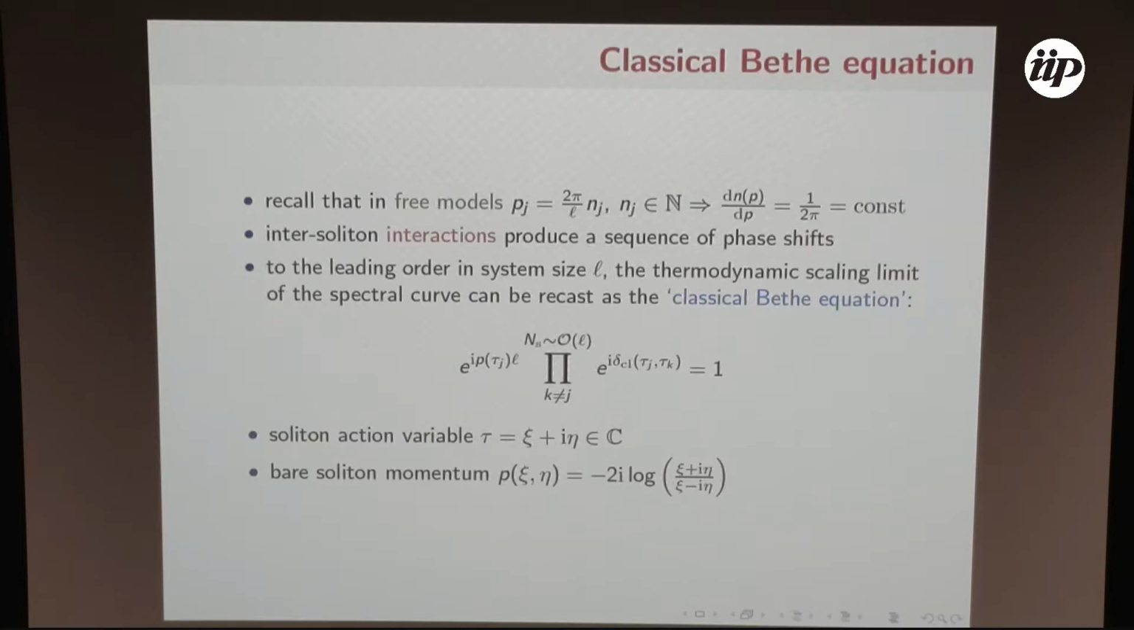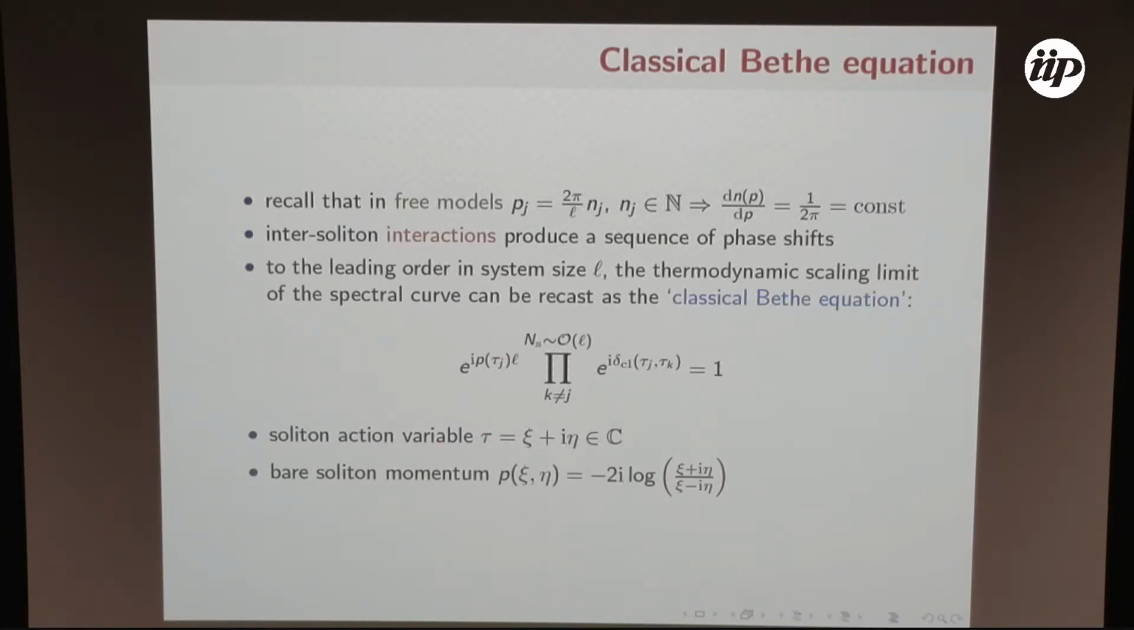Now the entire effect of all this gas of branch points, which when collapsed give you soliton excitations, just becomes a product of classical scattering phases, which we know how to compute. For finite L, there are correction terms which don't matter anymore. So ultimately what we have now is a classical Bethe equation for a soliton mode, and each soliton mode is described by a single complex variable, which is its action variable.